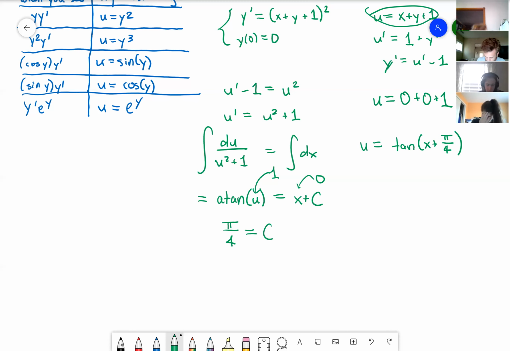And then finally, we want to go back to writing things in terms of y. So y is equal to u minus x minus 1. And so y equals tangent of x plus pi over 4 minus x, minus 1.